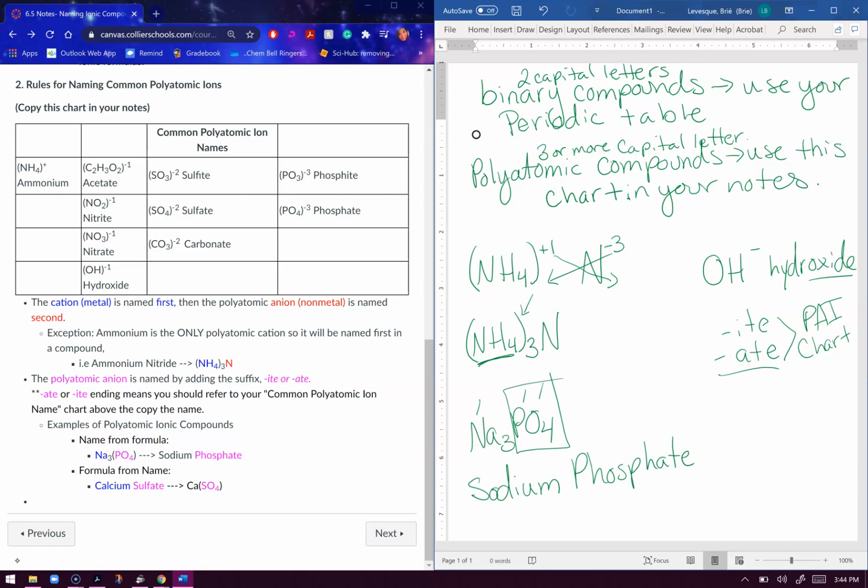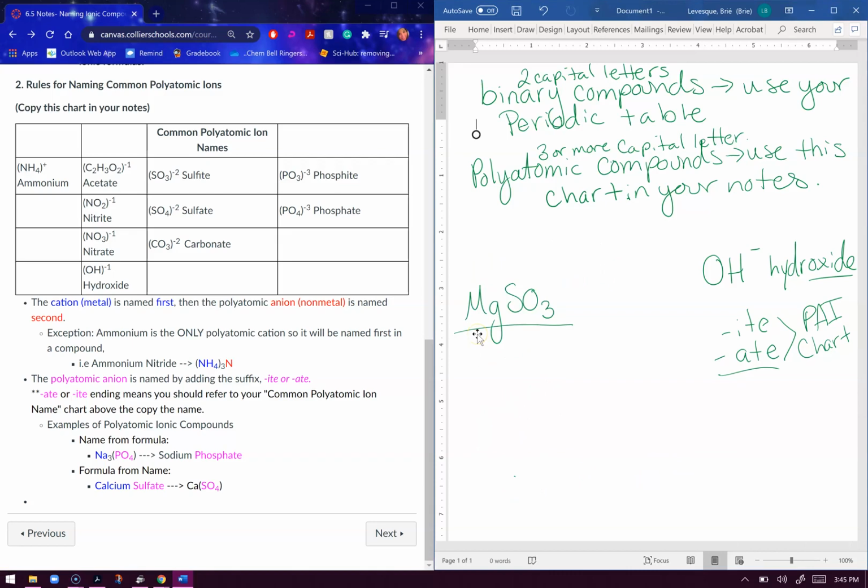If we do another example, let's name this one here, MgSO3. Capital M, capital S, capital O. So we're looking at our polyatomic ion. Mg is magnesium. And SO3 must be a polyatomic. If we look at our chart, SO3 is sulfite. So the name of MgSO3 as a compound is magnesium sulfite.